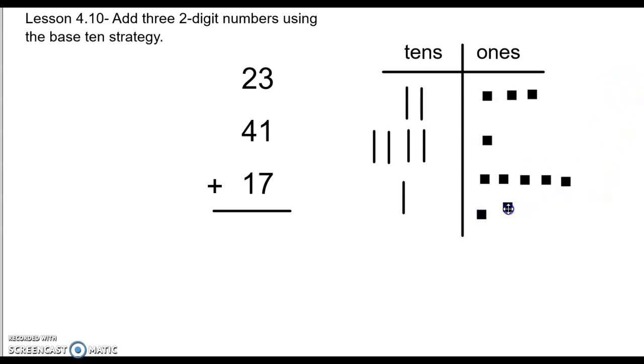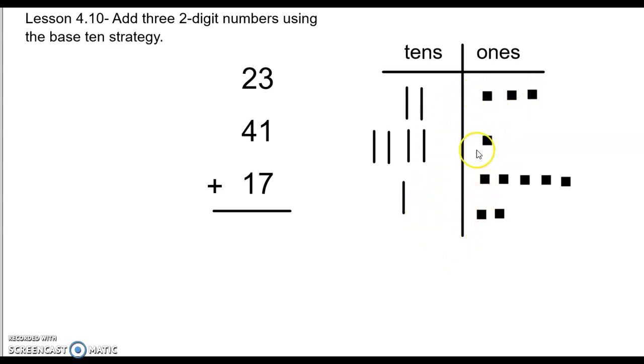Once you are finished quick drawing your numbers, you are going to count up the ones in the ones place. We have 1, 2, 3, 4, 5, 6, 7, 8, 9, 10, 11 ones in the ones place. Since we have more than 10 ones in the ones place, we are going to regroup. We are going to bundle 10 of our ones up and regroup them into a 10.